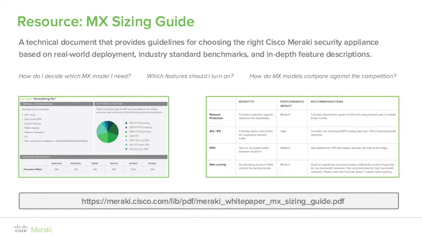The sizing guide provides a side-by-side comparison of each model of MX so you can select firstly the physical requirements such as port quantity and type, PoE, power, and so forth, and then compare line rate network performance. It goes on to articulate each security feature and the comparative performance impact of enabling that service. Most useful, though, are the real-world use cases.